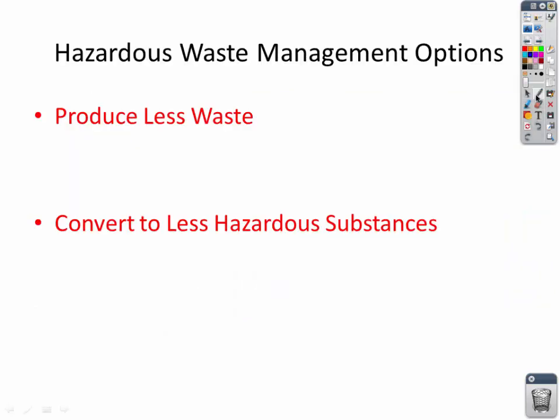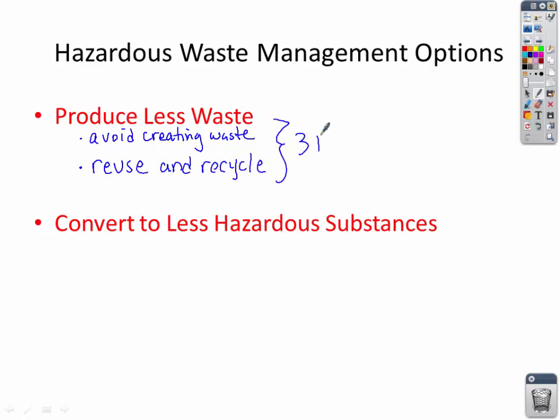All right, the first thing we can do is to avoid creating waste in the first place. We could produce less waste. And this is a nice option because not only does it help by avoiding creating waste, but it's also cheaper for the industries who are doing this. It's very expensive to get rid of hazardous waste and dispose of it properly, so it's even cheaper to avoid creating it in the first place, so it saves money. If you are creating waste, what we can do is reuse and recycle. And if you notice here, the 3 R's: reduce, reuse, and recycle.